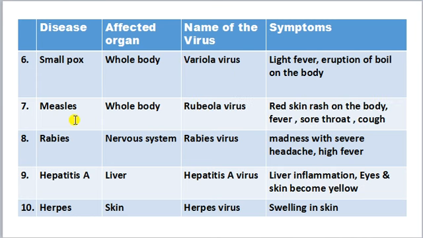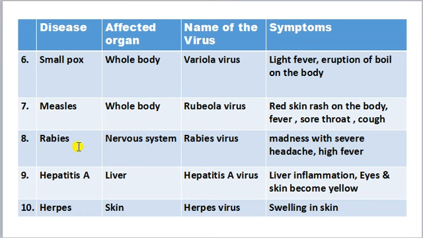Now 7, measles. Measles is a very contagious disease that is caused by a rubella virus. It is spread through the air when an infected person coughs or sneezes. So measles starts with a cough, runny nose, red eyes with a fever, and then there is a rash of tiny red spots breaking out. The symptoms include red skin rashes appearing on the body, and it causes fever, sore throat and coughing, runny nose and chills. So this basically affects your whole body, and it is caused by the rubella virus.